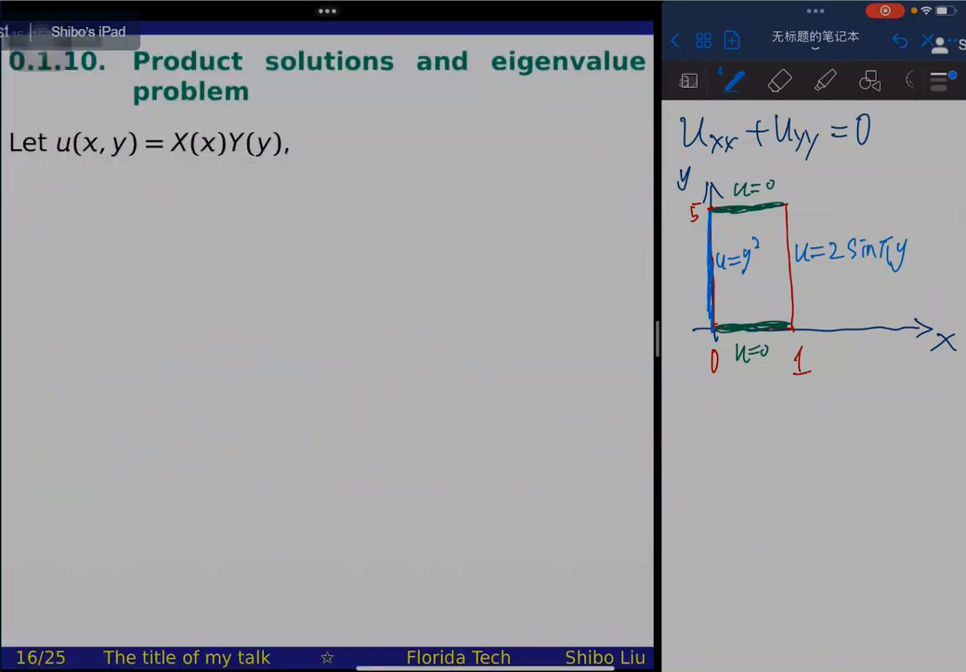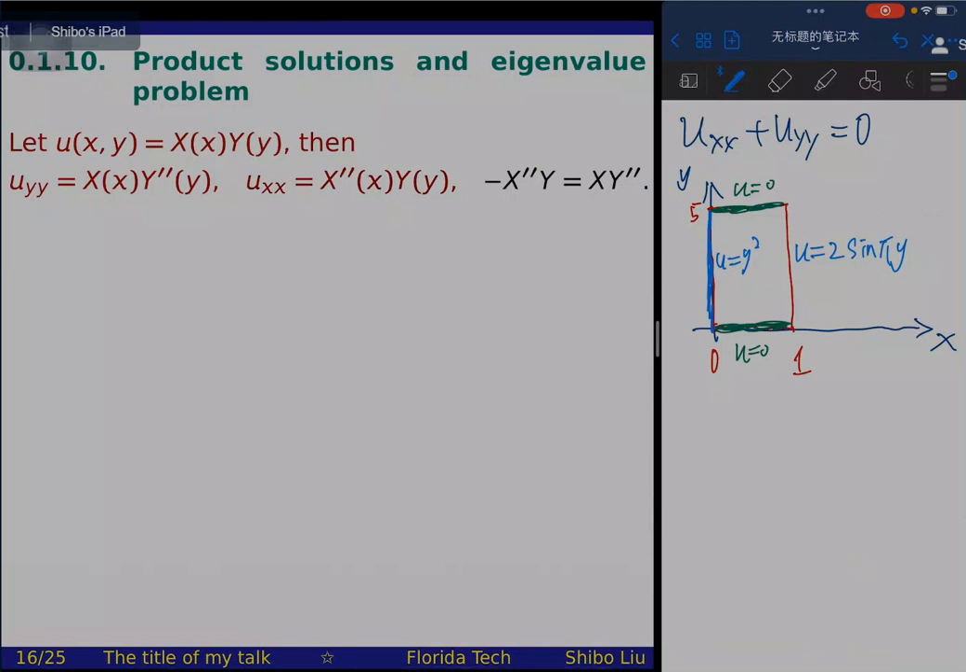Next, we need to find the product solution and formulate the eigenvalue problem. Because now we are not in x, t, we are in x, y, we write u as a product of a function of x and a function of y, that is u equals capital X times capital Y. Then as before, you need to compute the corresponding derivatives. Now we have uxx and uyy. First, uyy is X Y double prime, and uxx is X double prime Y. Then substituting into the equation, we have what?